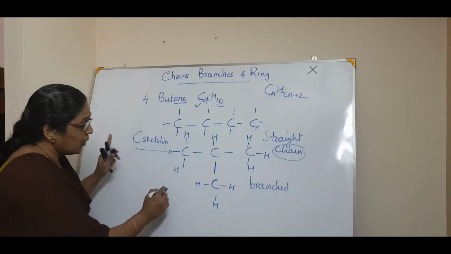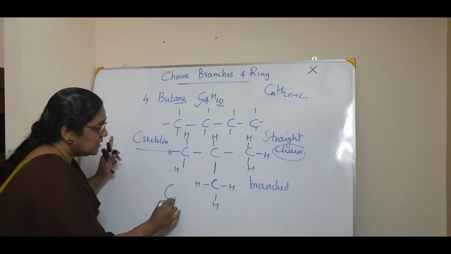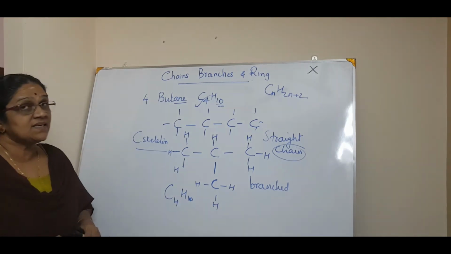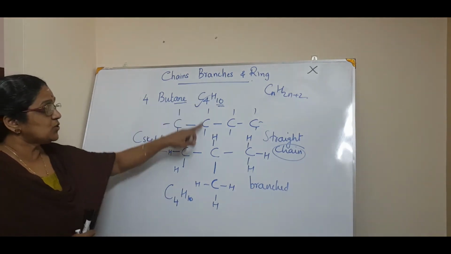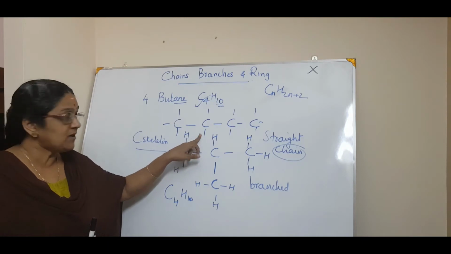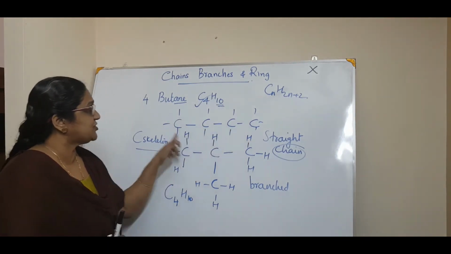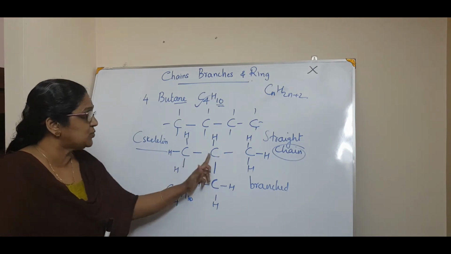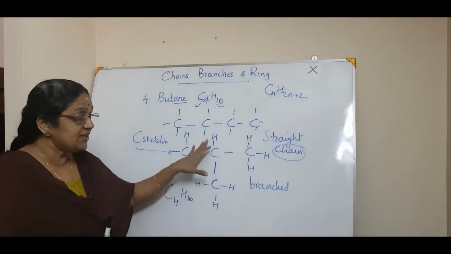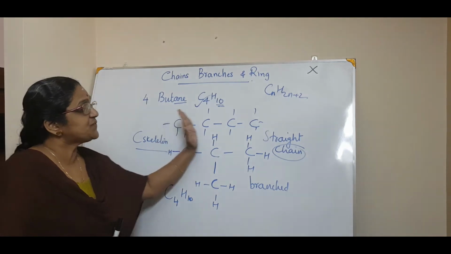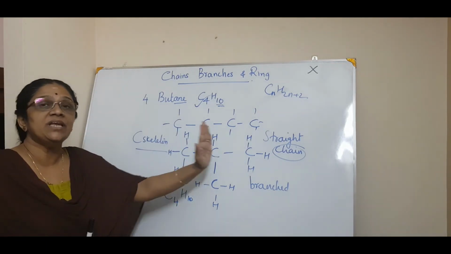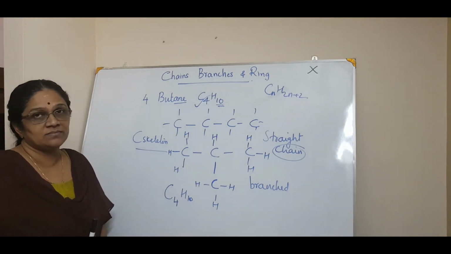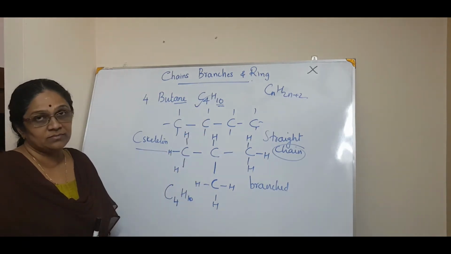So this compound is also having the formula C4H10, isn't it? Just see. This is also C4H10. Am I right? Because C4 and H10 all together. This is also C4H10. See 1, 2, 3 and 4. But the difference is, one is a straight chain compound, or simply a chain compound, and the second is a branched compound. There is a branch in this compound.